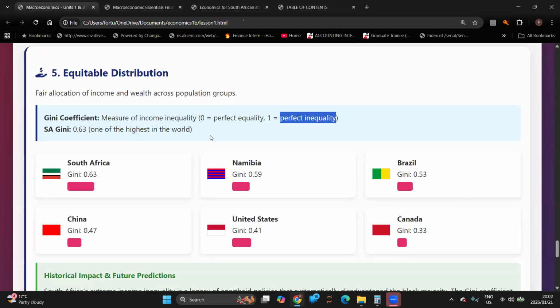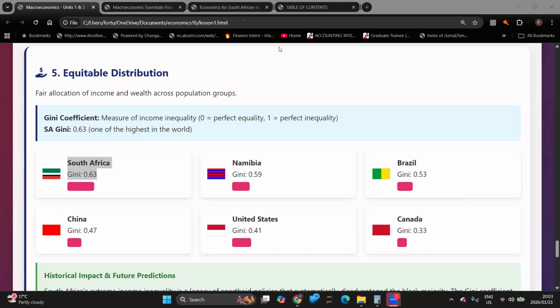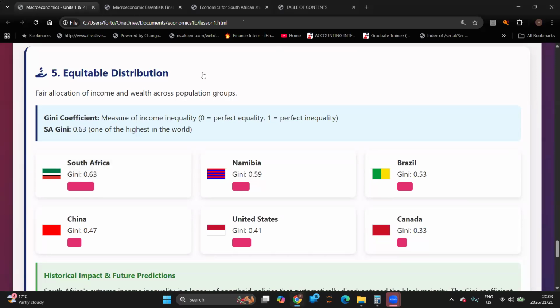So as a result of that, countries are ranked differently on the Gini coefficient map, with Canada, I think, having the best distribution in the world, at a Gini coefficient of 0.33. And South Africa has the worst inequality. I'm sure you've seen these statistics being talked about in the news from time to time, indicating the worst inequality in the world.